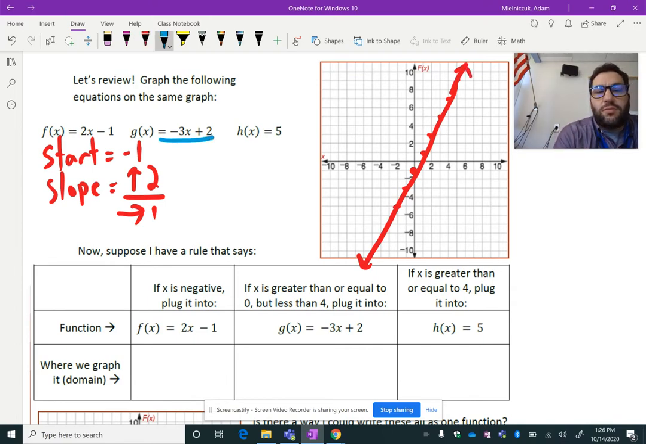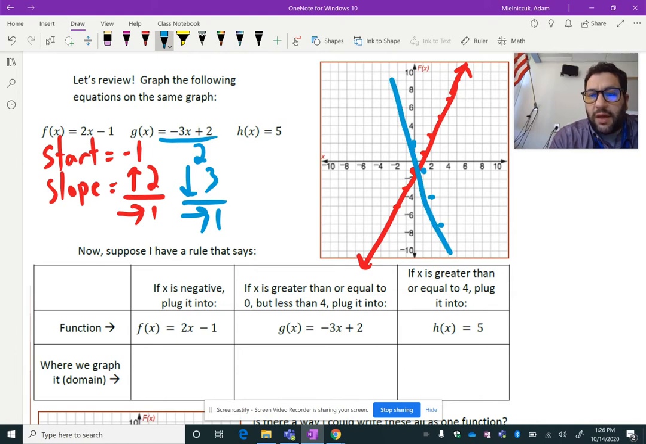For the second one, we're going to start at 2. And because the slope is negative, we're going to go down 3 to the right 1. So 1, 2, 3 over 1, 1, 2, 3 over 1. Okay, all the way down. And we'd have our second line.